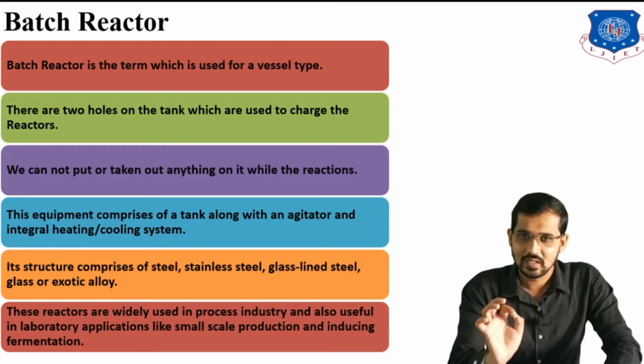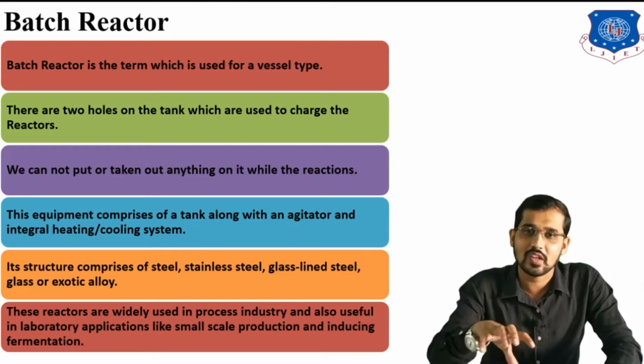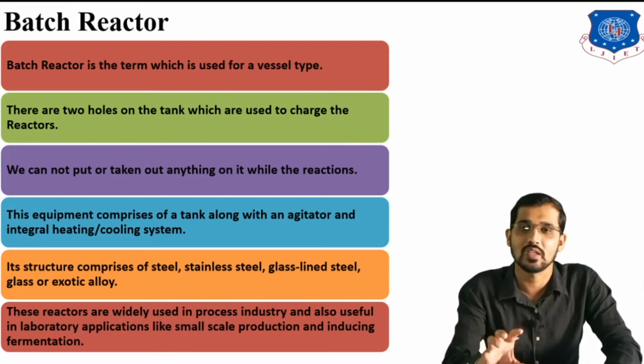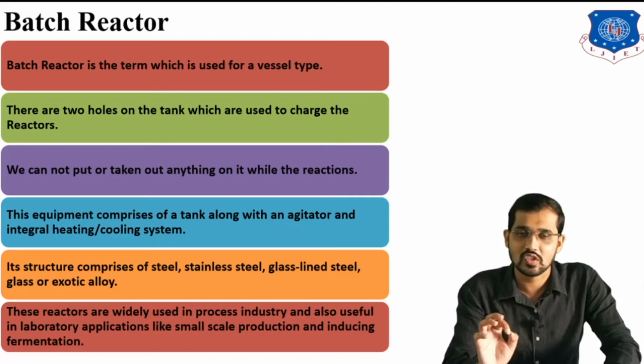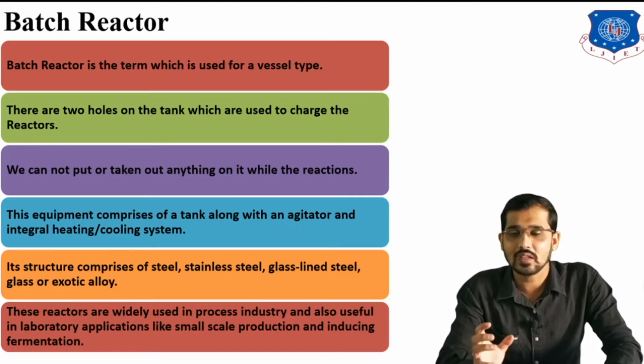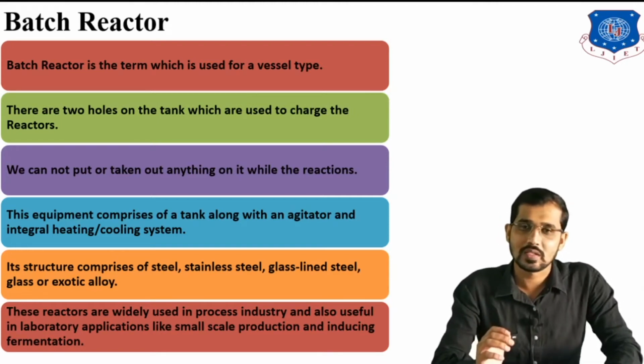Glass line steel is used for the acidic material. Okay, means if your reaction mixture is acidic in nature, for that purpose you can use internal MOC. Internal material of construction is nothing but glass line steel. Okay, we can avoid the side reaction by using this. Okay, so all these are the important points related to the batch reactor.